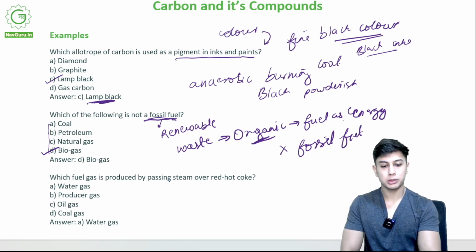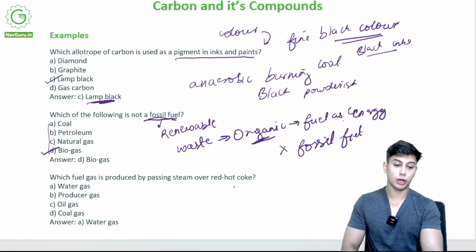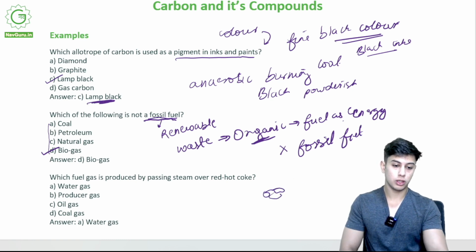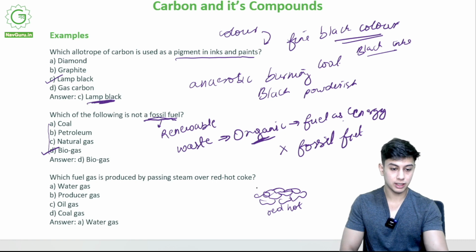Which gas is produced by passing steam over red hot coke? Alright, if you remember, there was some coal. This is some coal. It is red hot. Alright, very hot, that it has turned red.